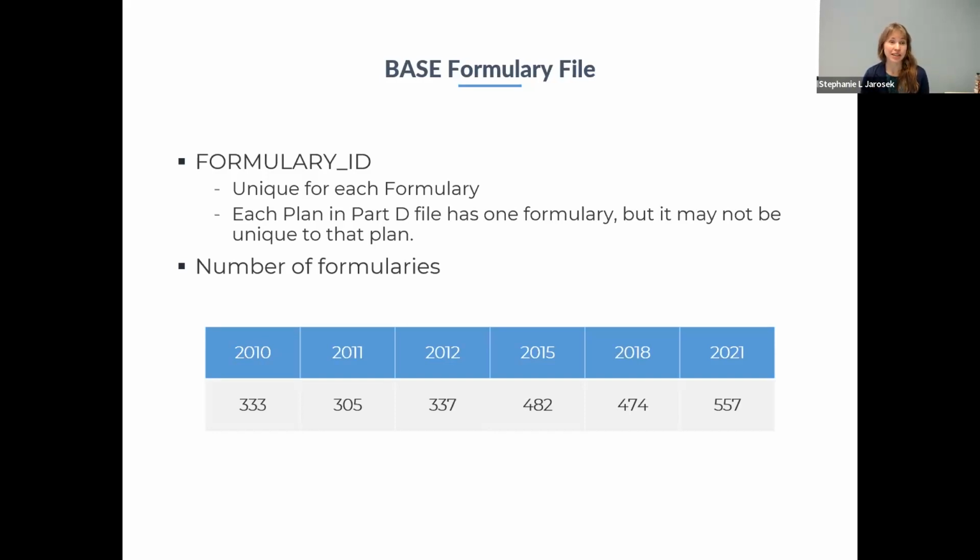So again, the formulary ID is unique for each formulary, and each Part D plan has decided on one formulary, but a particular formulary could be used by more than one plan. So oftentimes plans, as we mentioned yesterday, work with pharmacy benefit managers that are putting together these formularies, and they may share their formulary with more than one plan. They may sell that package to more than one plan. So the total number of formularies is not the same as the number of plans. In 2021, there were 557 formularies.